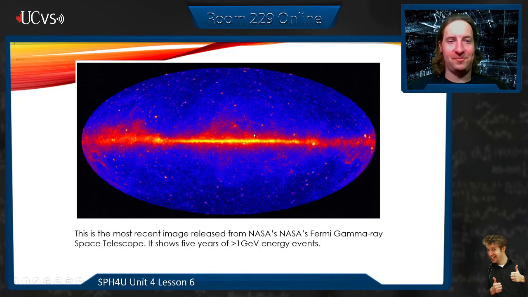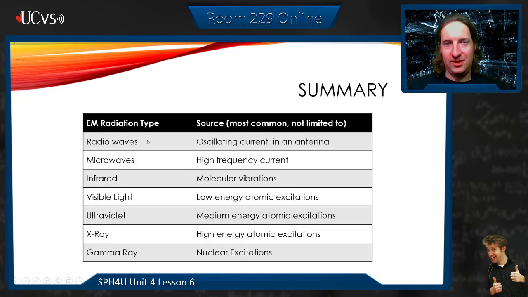We don't know why. Okay, so just a quick summary. We have radio waves that are produced by oscillating currents. Microwaves are when you take a high frequency oscillating current. Infrareds are when the molecules themselves are vibrating. We make light when we excite the electrons inside the atom. Hugely high energy atomic excitations produce X-rays. And then when we take the nucleus itself and start manipulating nucleons, we can have gamma rays being produced.